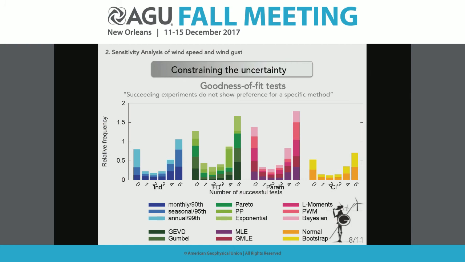What we can see, for instance, here is that there is a large number of cases where annual values are not enough to provide a good fit to the theoretical probability distribution. So the amount of data is very important in this case. For the rest, there are no specific differences between the choices or the methodological variants. So more or less all these have the same proportion of succeeding cases. So we can say that succeeding experiments do not show a preference for a specific method.